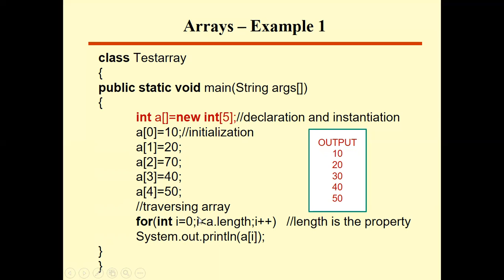Now, this for loop is used to traverse the array and to print the elements present in the array. Inside this for loop, the length variable is used. Actually, length is the property of the array which returns the number of elements present in the array. Now, this is the output of this program.